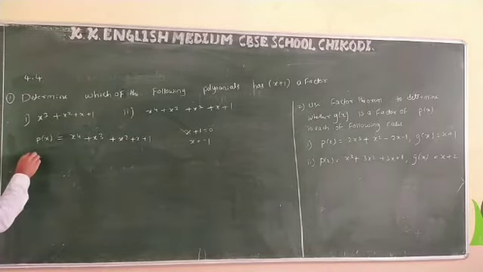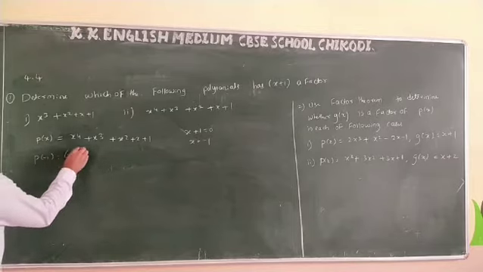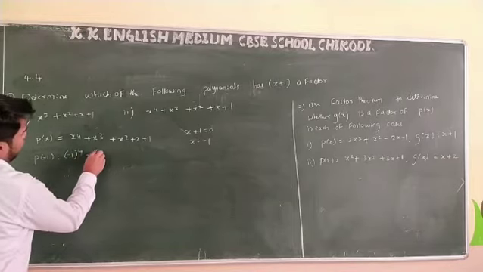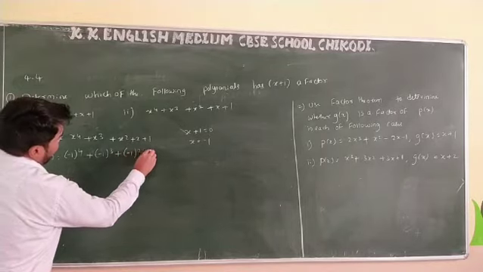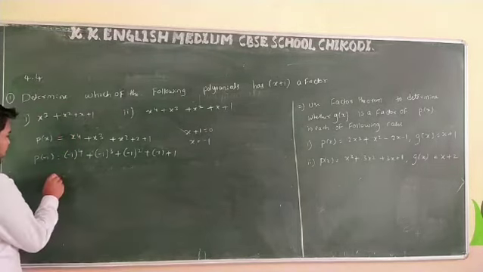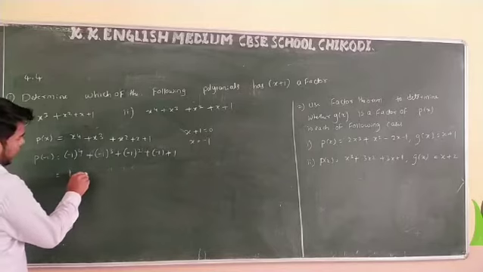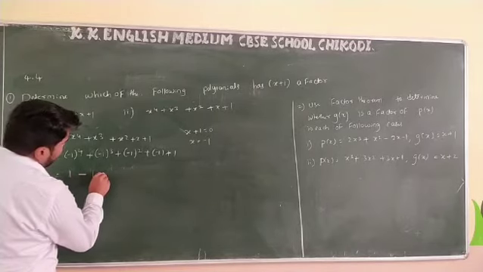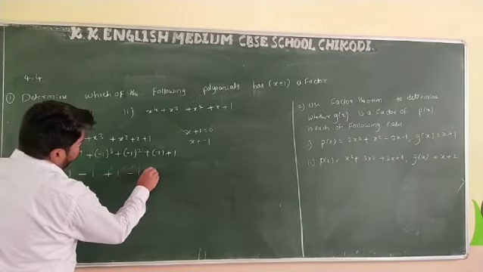Okay, so just go with p of minus 1, that is minus 1 whole raised to 4 plus minus 1 whole raised to 3 plus minus 1 whole square plus minus 1 plus 1. Okay, so see here, whenever the power is even, the number comes out positive. Minus 1 plus 1 minus 1 plus 1.